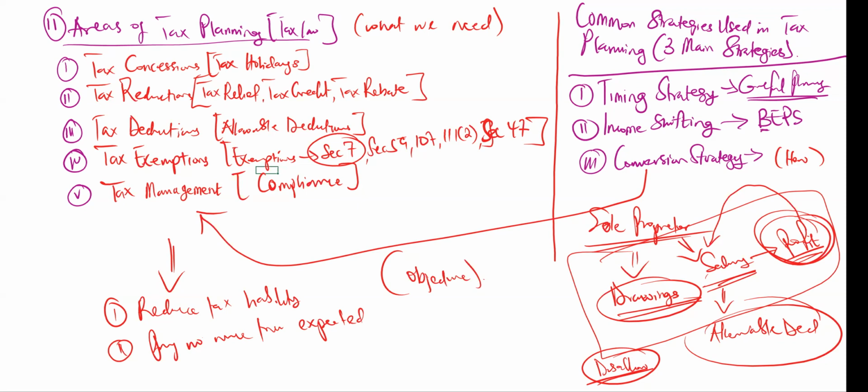So what do we need to achieve this objective? We need concessions, reductions, deductions. But how do we take advantage of this? Through these strategies. Does it make sense to everyone? We have seen the areas of tax planning. We have seen the common strategies that are used in tax planning. We have seen the main areas of tax planning. Are we okay? This is tax planning.